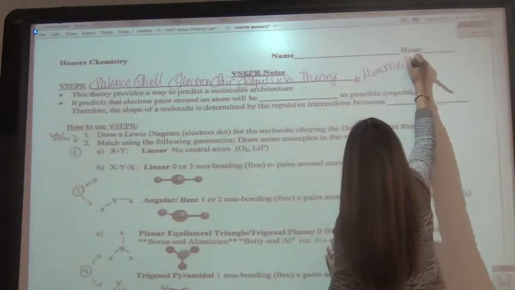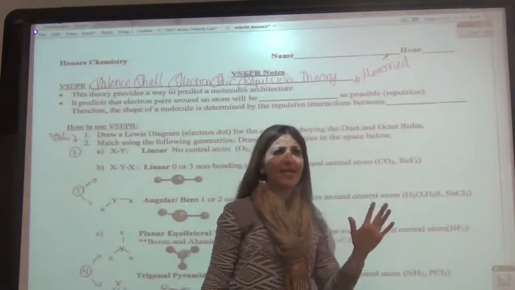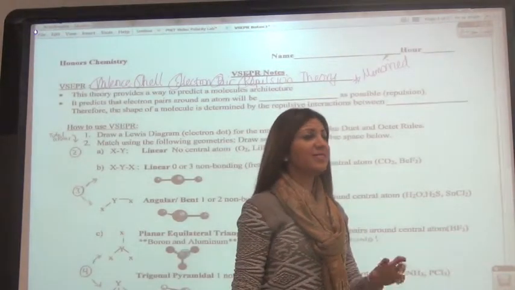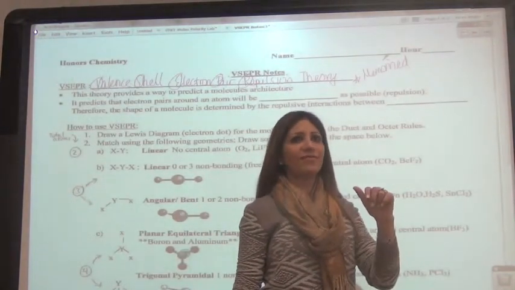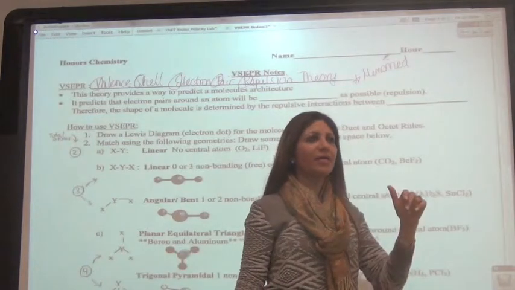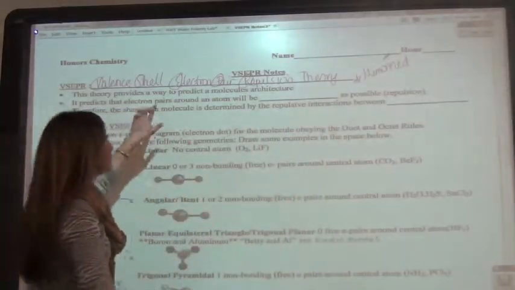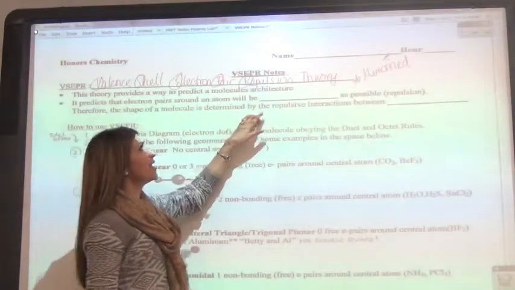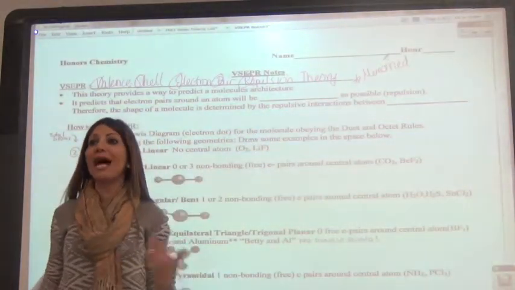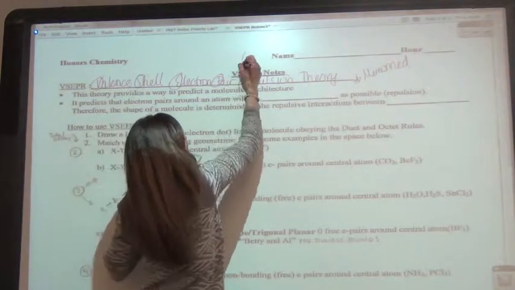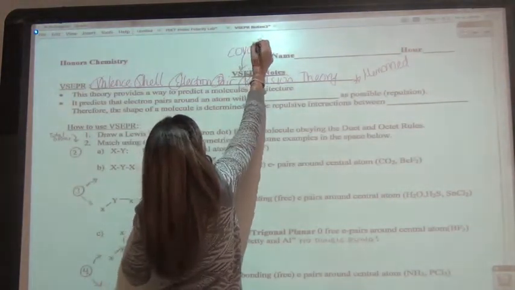So we're going to do this together, and we'll do it 5 times. So here we go, and we'll pause the video so that we can get this. Everybody say valence shell, electron pair, repulsion theory. And the theory basically provides us a way of determining the architecture or the geometry of a molecule.